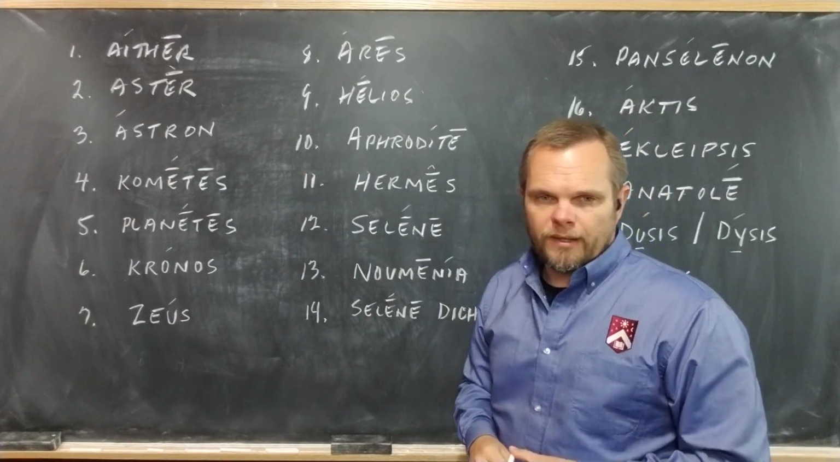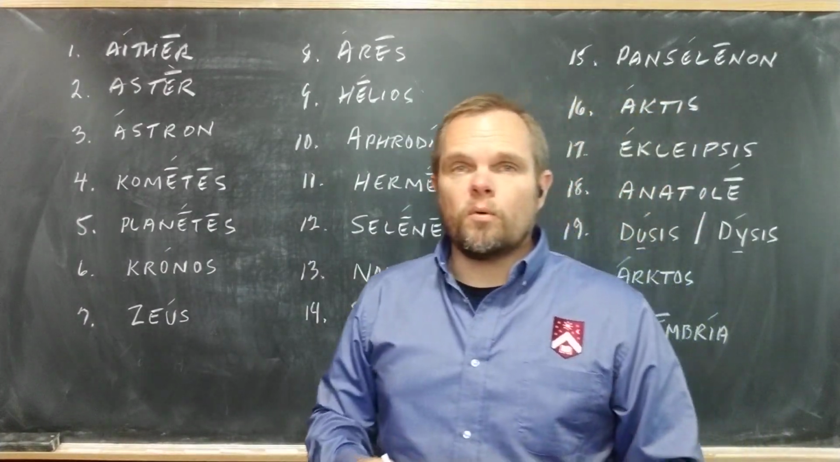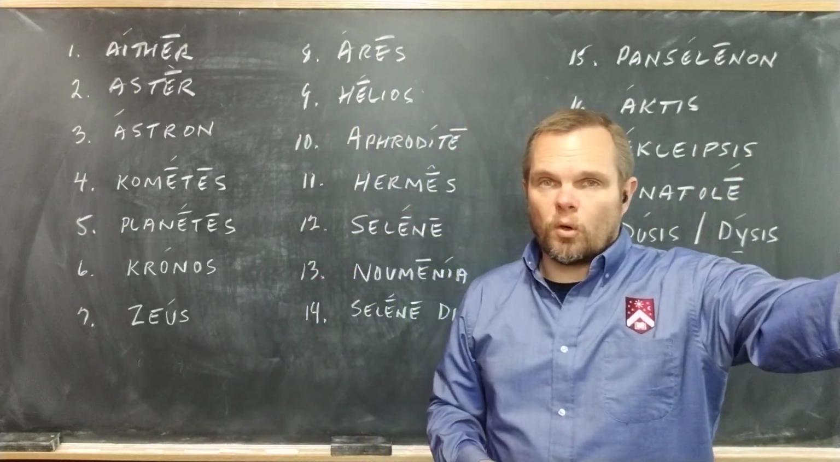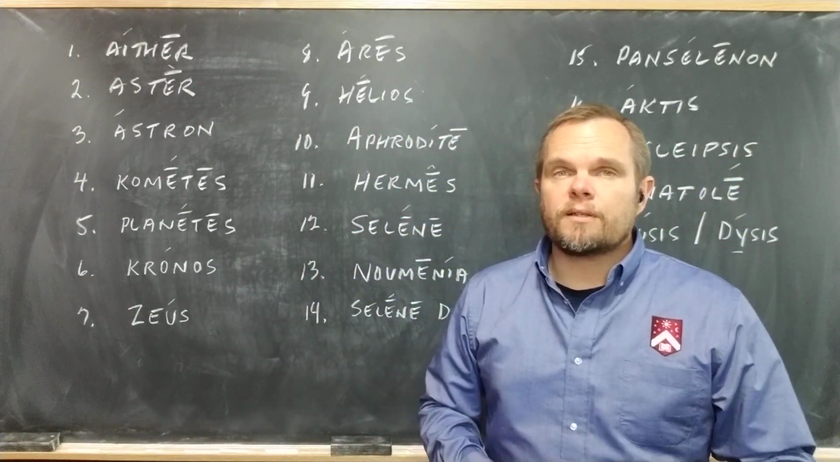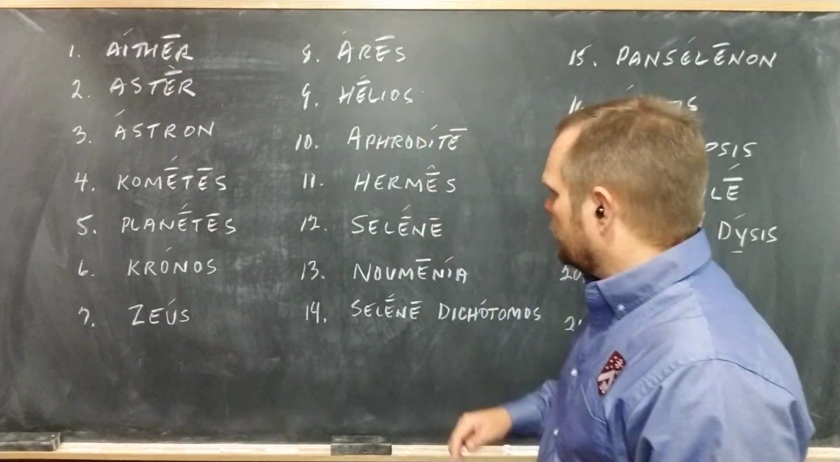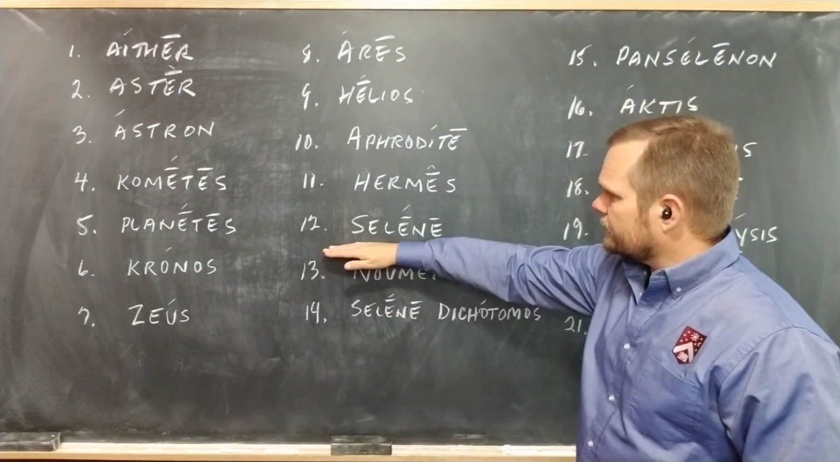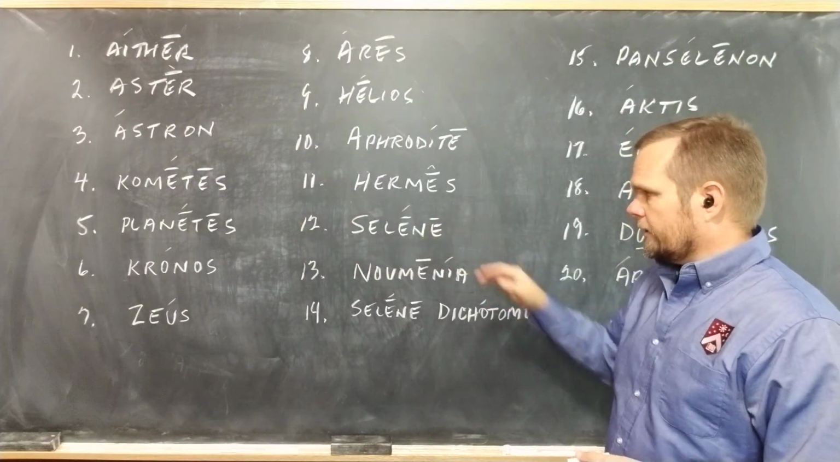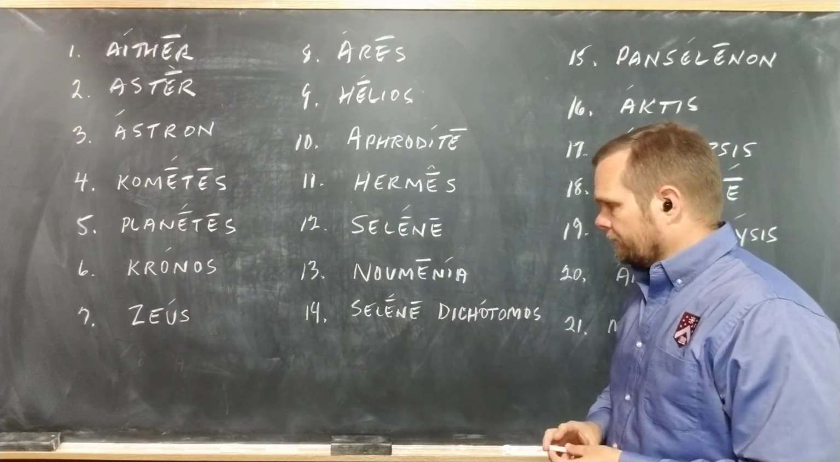Okay, next up. Number 12, we have the moon. We learned in Latin the sun is sol. Well, the moon is luna. Luna. And in Greek, the word for moon is Selene. Okay, the moon. Selene.